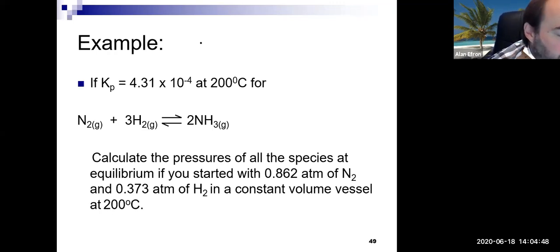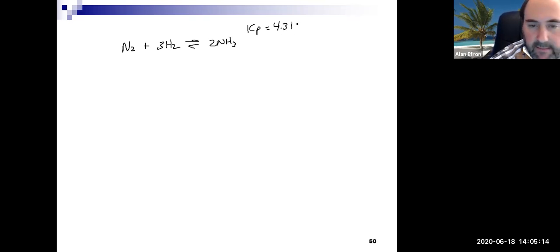Okay, so let's take a look and see how we're progressing on this particular one here. So I'm just going to recopy it here on the next slide. So we got N2 plus 3H2 and our 2NH3. Our KP in this case is 4.31 times 10 to the minus 4.